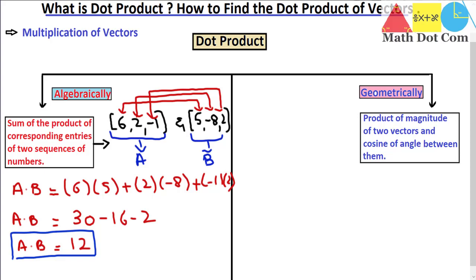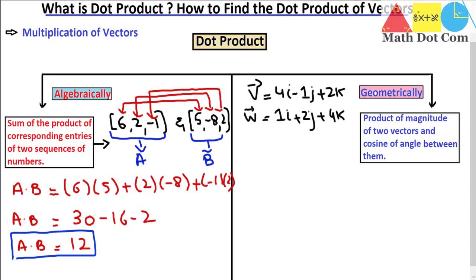If you are given two vectors, one vector is 4i minus 1j plus 2k, and the other vector is 1i plus 2j plus 4k. We have to find the dot product of these two vectors geometrically. According to the definition, it is the product of the magnitudes of the two vectors and the cosine of the angle between them. Now here we don't know the angle between the two vectors. So here comes the use of the dot product: if you want to know the angle between the two vectors, you can use the geometrical method to find it.